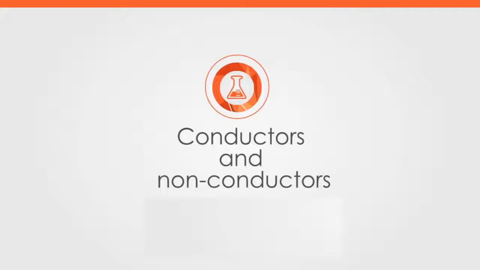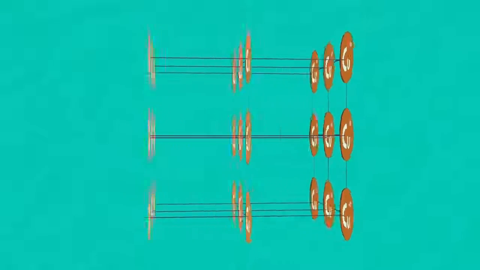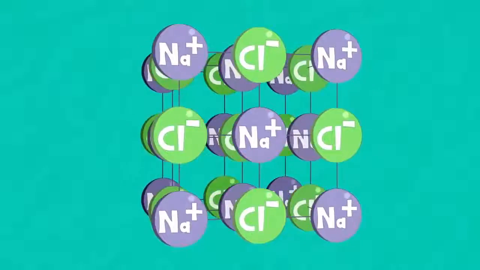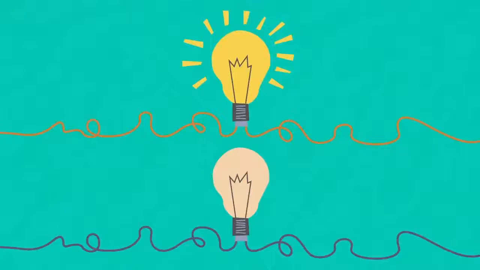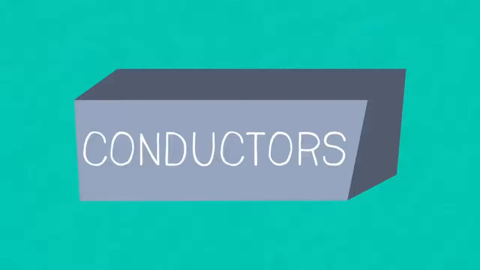In this video we're going to learn about the differences between chemical structures of a conductor and a non-conductor. This will be used to explain why different solids do and do not conduct electricity.